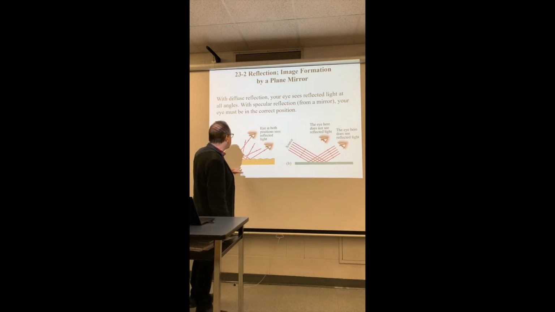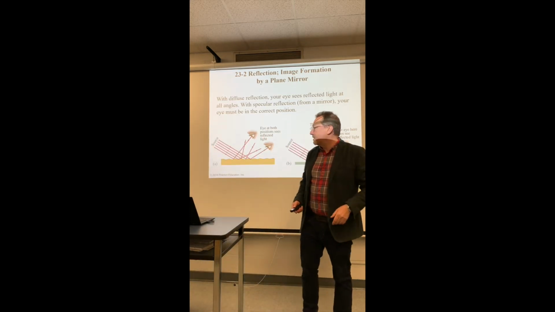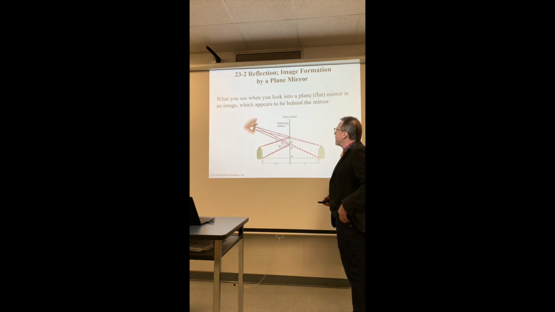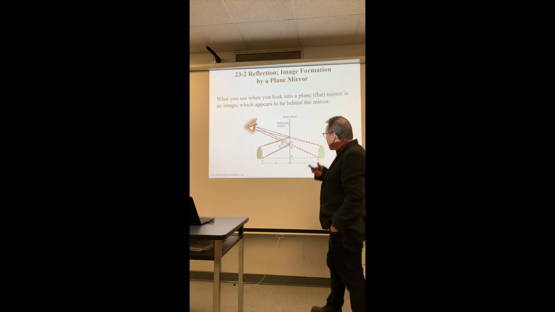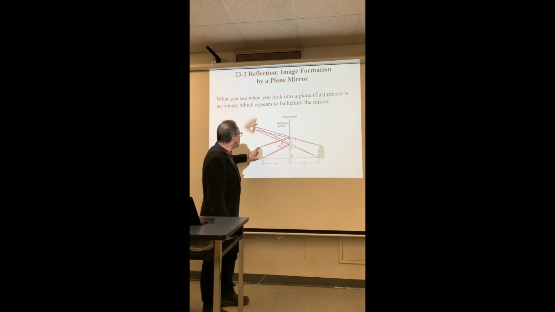So there's two different types of reflection. Diffuse reflection, how we see things. Specular reflection, that's mirrors. That's what you think of as mirrors. If you do actually look in a reflecting surface, let's say this is just a mirror that you're looking into, and you had an object here, where would you see that object? Well, for that, what we do, we trace the rays.